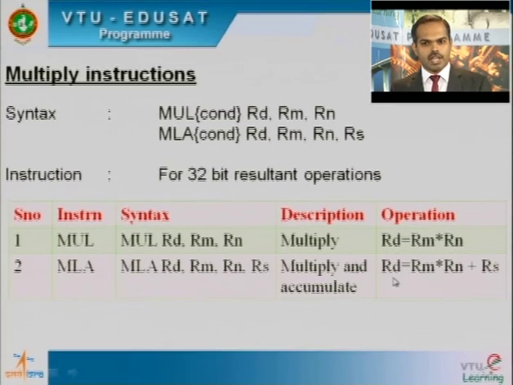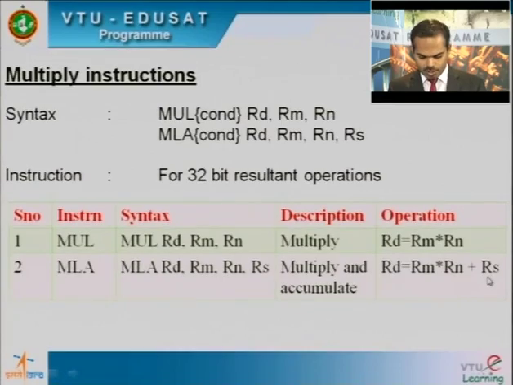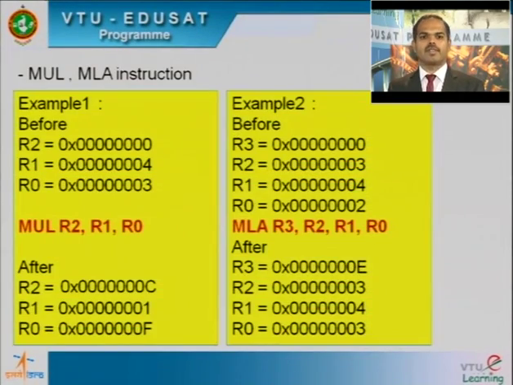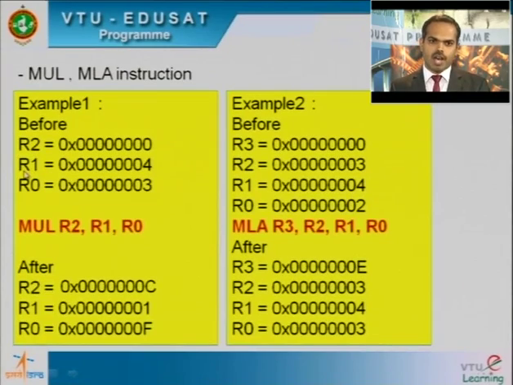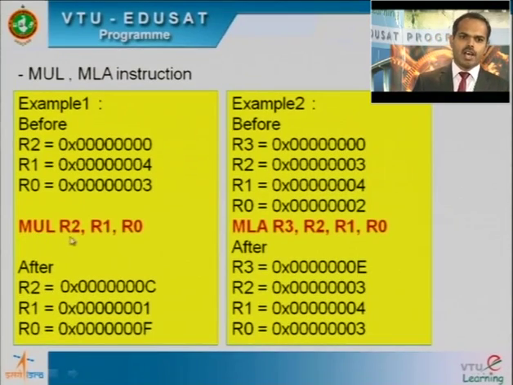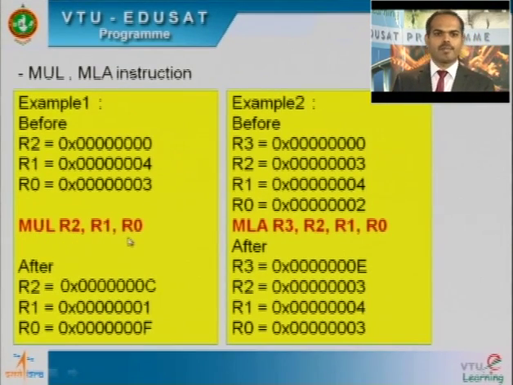See the operation again: RD equals RM into RN plus RS. We will see this with examples in the next slide. MUL instruction and MLA instruction, example 1. In example 1, before the execution of the instruction, the content of register R2 is 0, R1 is 4, R0 is 3. Then the instruction is multiply R2, R1, R0.